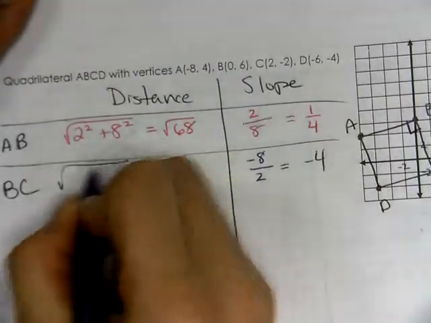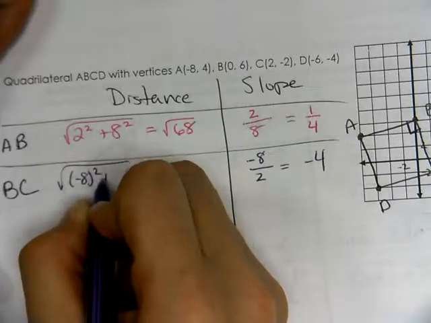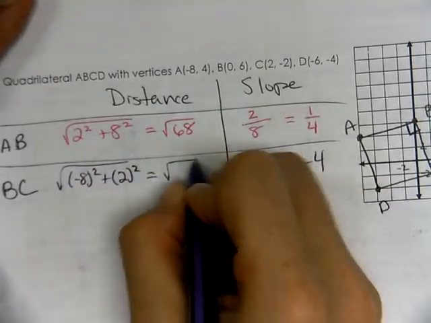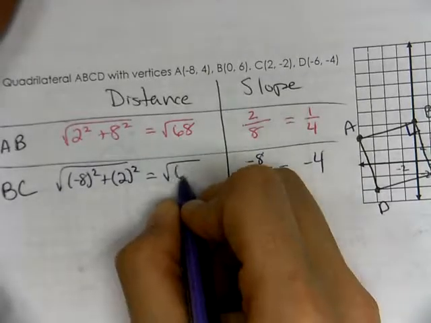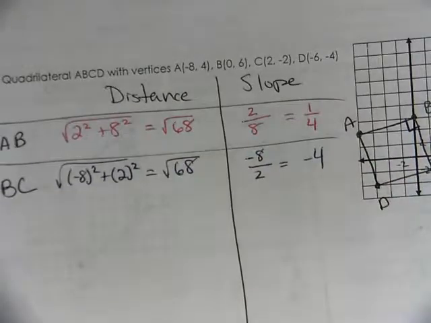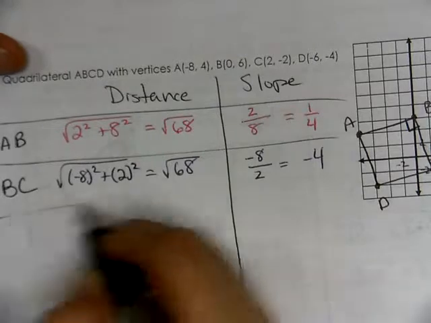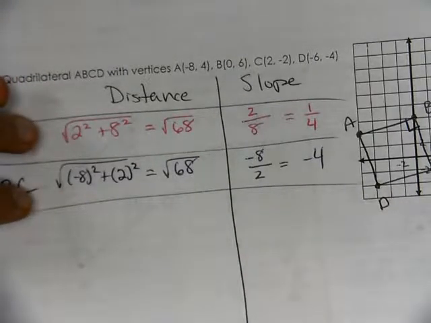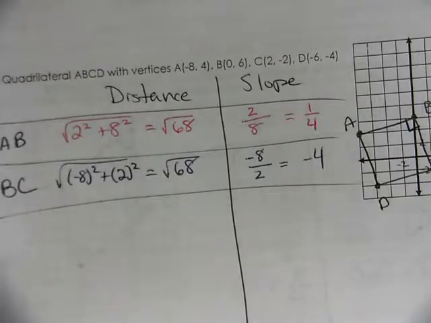Then my distance is negative 8 squared plus 2 squared, which turns into 68 again. So because right now we already have 2 sides that are the same, this is probably going to be a square. But we got to finish it.